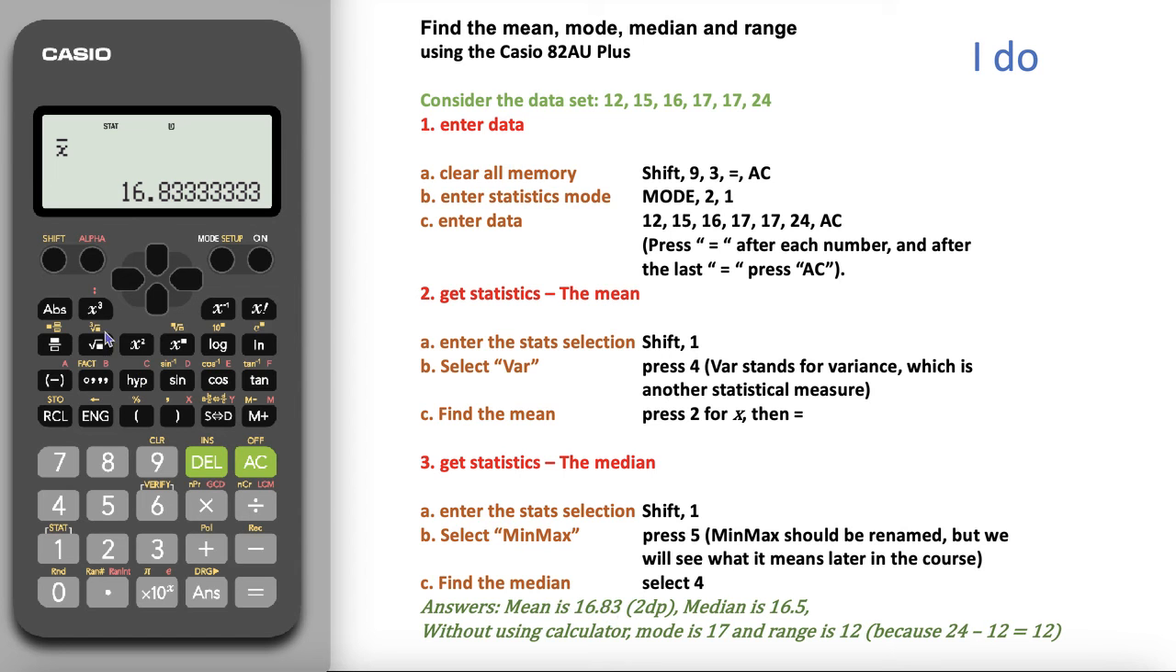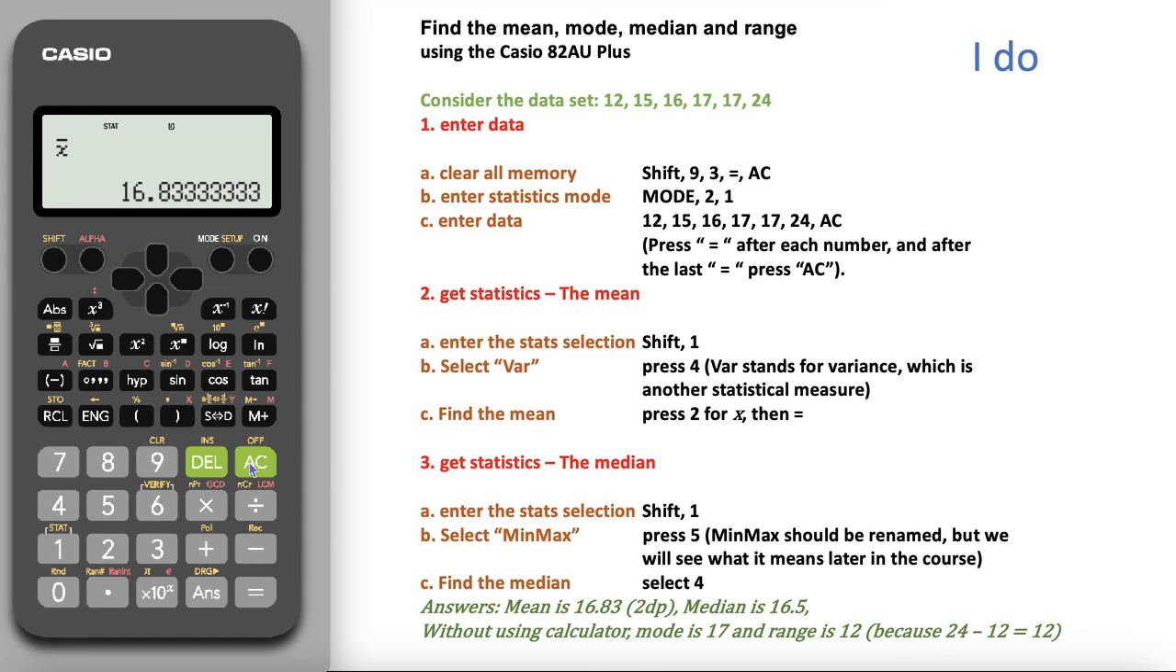All right, so let's go through that again very briefly. To find the mean, let's clear that. We are going to press Shift 1. We want the variance option, number 4. We want to find the mean. So it's option 2, press equals. And there you have the mean.